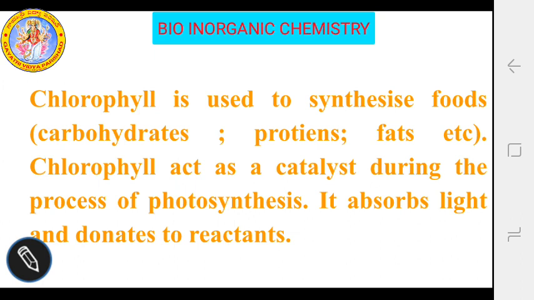And now chlorophyll is used to synthesize foods like carbohydrates, proteins, fats, etc. Chlorophyll acts as a catalyst during the process of photosynthesis. It absorbs light and donates to reactants. That means chlorophyll cannot directly synthesize these carbohydrates, but it acts as a catalyst during the process of photosynthesis.